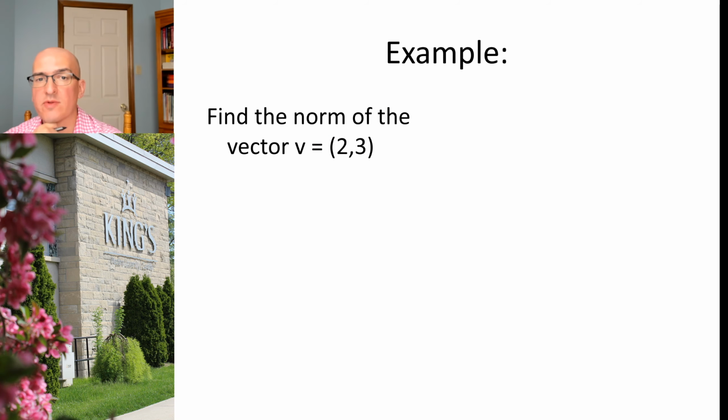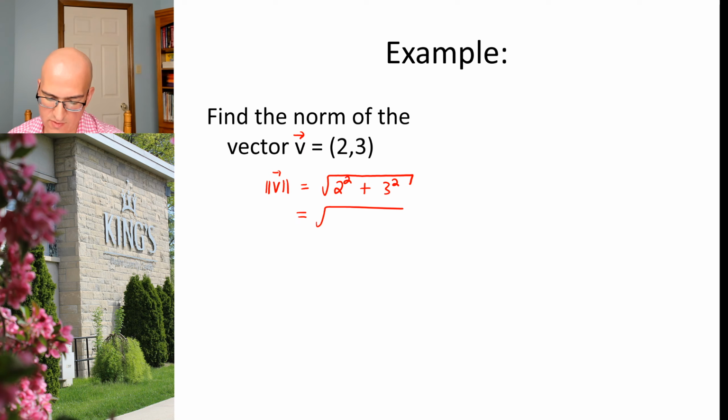So first example for doing length, we'll find the length of this vector v, 2, 3. I'll put the arrow above it because it really should be there. So I'll use this fancy notation. Double bar v equals the square root of the x component squared plus the y component squared. So the square root of 4 plus 9, square root 13. And that's all we can do.